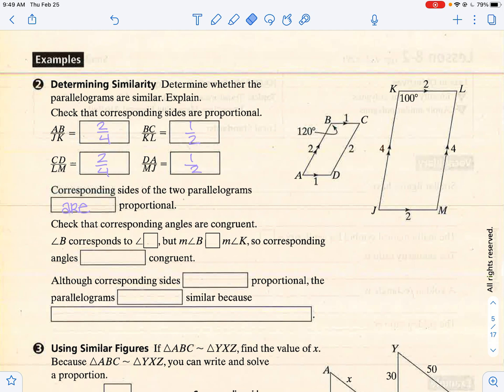Now we need to check that the corresponding angles are congruent. Angle B corresponds to angle K, but angle B does not equal angle K. So the corresponding angles are not congruent. Although the corresponding sides are proportional, the parallelograms are not similar because corresponding angles are not congruent.